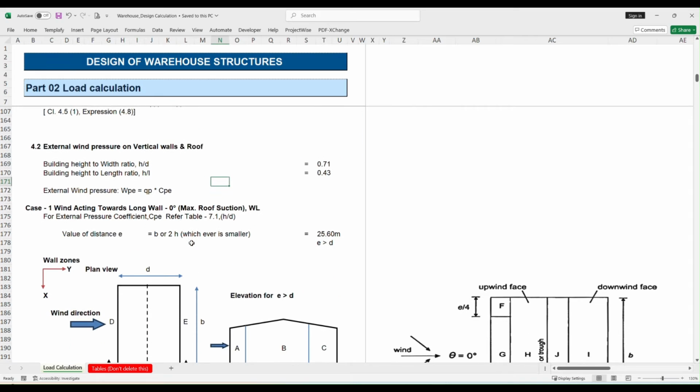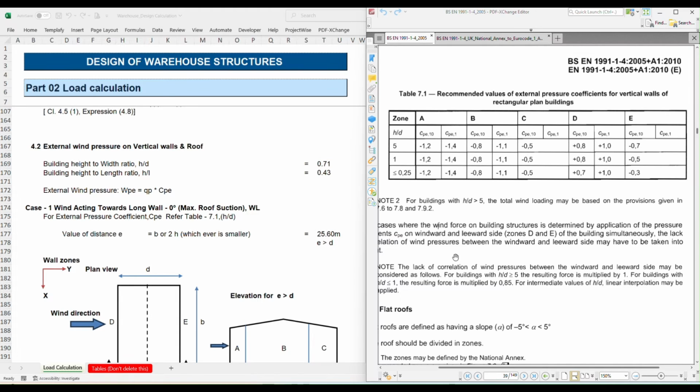Coming to the next step, we need to find out the external and internal wind pressure on vertical walls and roofs. For that we need this input according to the European standard EN 1991 part 1 section 4. On the right hand side you can see the PDF file showing BS EN 1991 part 1 section 4. In that, table 7.1 is the external pressure coefficient for vertical walls of rectangular plan buildings. So this is what we are going to consider for our calculations.